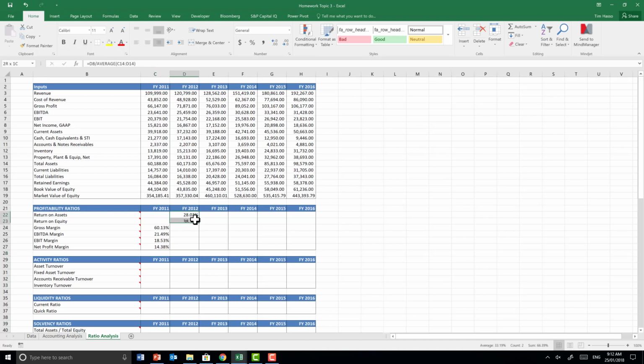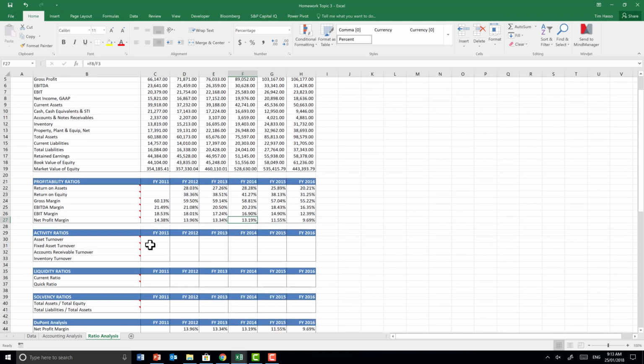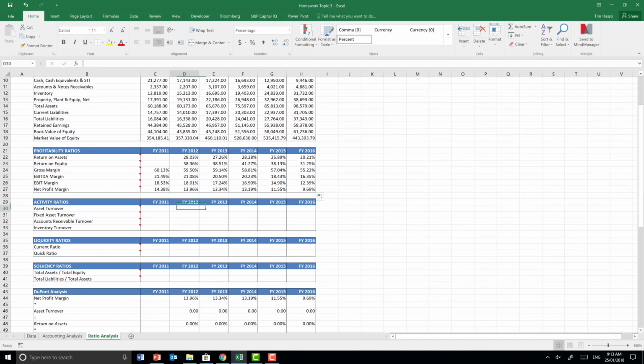So what we need to do is effectively drag things to the right to have all the other years calculated for us. And again, drag it to the right, and you'll see that it should all be done for you. And that concludes the profitability section. And as you see, it's not necessarily too difficult this week. Now, for the activity ratios, we have 4 different activity ratios that we'll be calculating for this week.